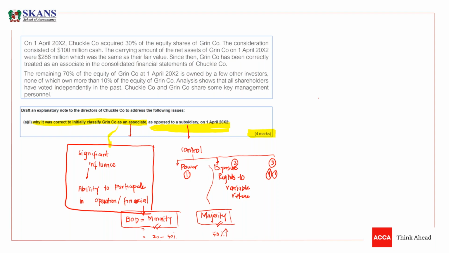Now let's move towards the question. This is the basic framework, the basic knowledge that you should have in your mind while answering the question. And obviously you have to reproduce this information as well. Now let's apply this knowledge to the question. On 1st April X2, C company acquired 30% of the equity shares of G company. So the percentage of holding is 30%. Although the percentage is 30%, it doesn't mean this can't be a subsidiary.